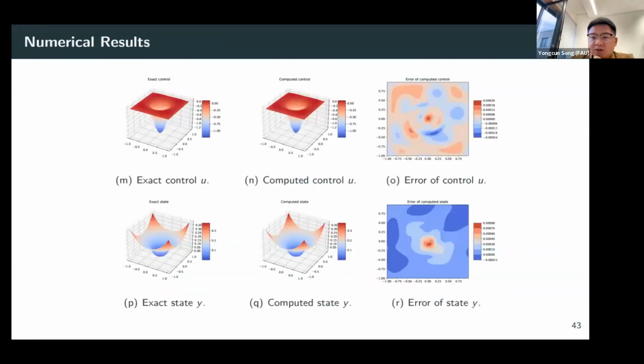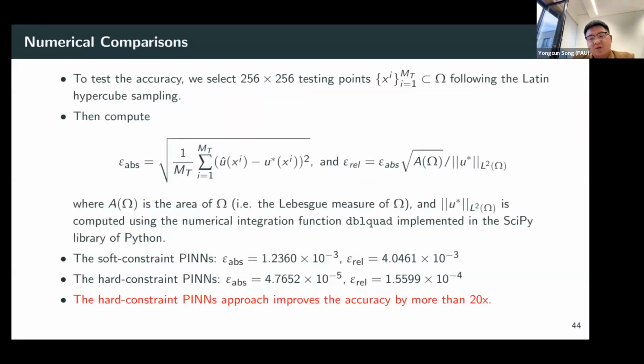This is the result of the hard constrained PINNs. We can see that the maximum value of the error is on the order of 10 to the power minus 4. It is 10 times more accurate than the soft constrained PINNs. And there are some other numerical comparisons. The absolute error and relative error for the soft constrained PINNs and hard constrained PINNs are listed here, and we can observe that the hard constrained PINNs improve the numerical accuracy by more than 20 times.